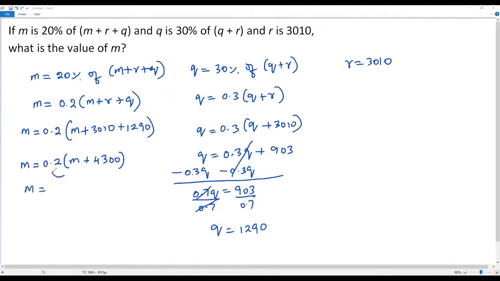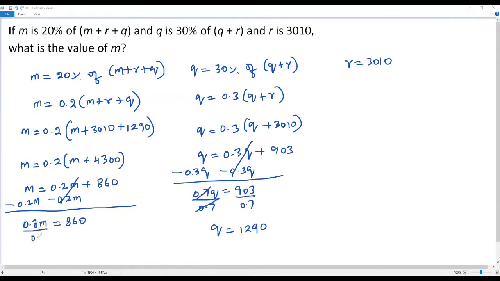Now I can distribute this 0.2 to this M and 4300. When I distribute it to M, I'm getting 0.2M. When I distribute this 0.2 to 4300, I'm getting 860. My aim is to solve for M according to the question, so let me subtract 0.2M from both sides. When I do so, the positive and negative values will cancel out, and when I simplify 1M minus 0.2M, I'm getting 0.8M equals 860.